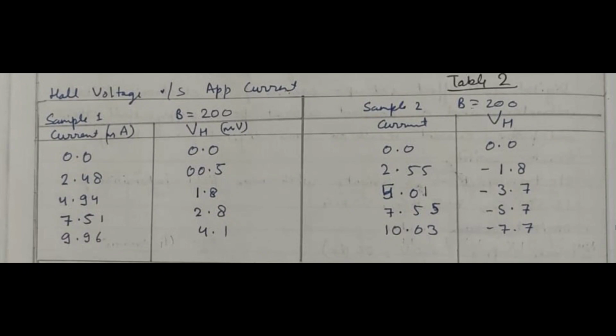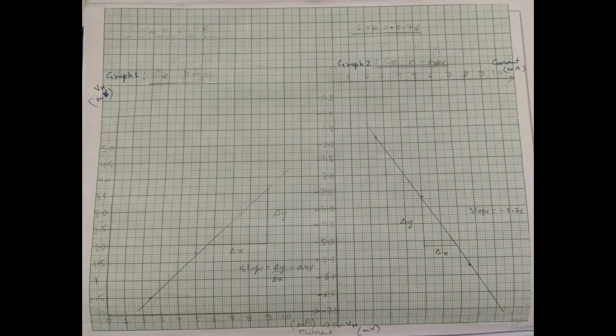We repeat the same process for the p-type semiconductor sample, and as we plot the graph using the data, we observe that the slope obtained is positive for the p-type semiconductor and negative for the n-type semiconductor. So that's all about the Hall effect and its coefficient and how the magnetic field affects the charge carriers carrying the current in a semiconductor. Thank you.